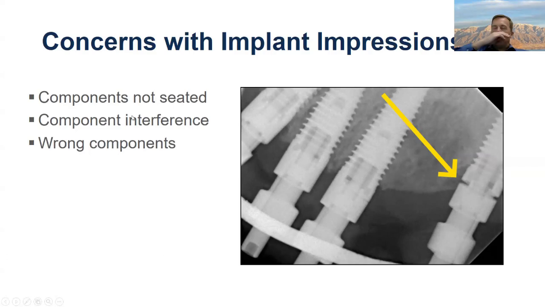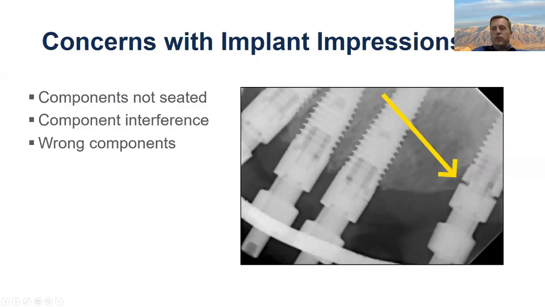You want to make sure that the component isn't being pushed off position by either another impression component or adjacent tooth or something like that. You want to make sure that the copings can seat fully and passively. Like we talked about, if the restoration looks twisted or it's way low in occlusion, it probably was related to this.